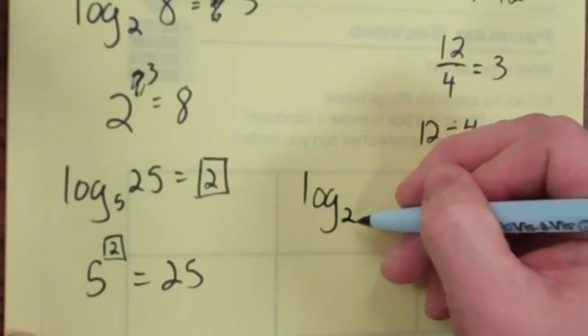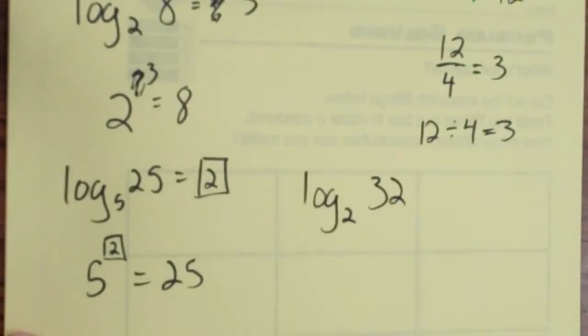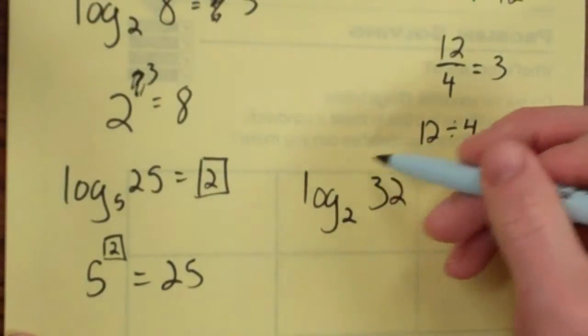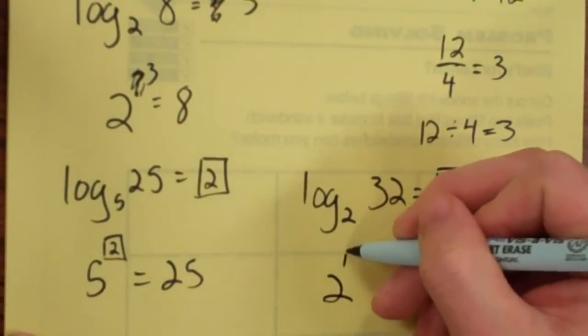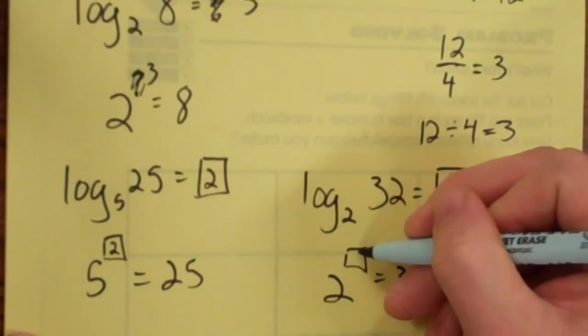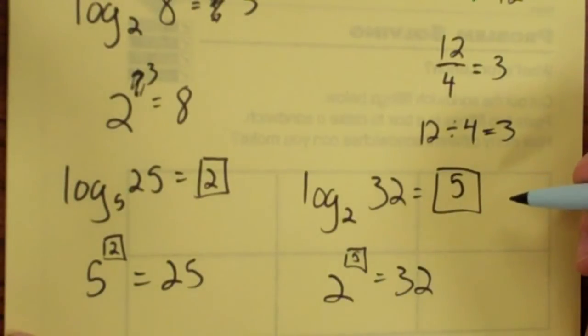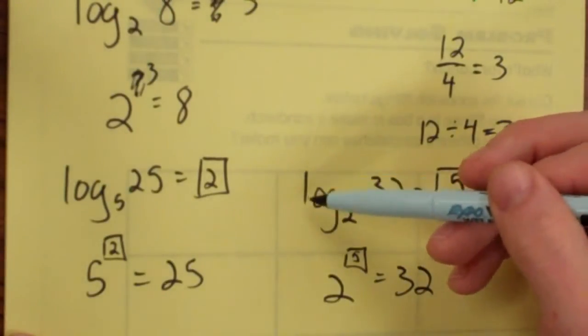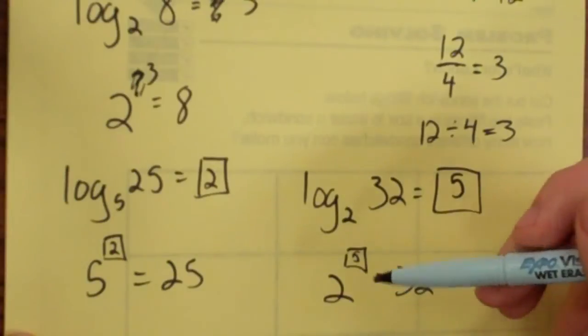Log base 2, we use 2 again, base 2 of 32. Okay, what's the question being asked here? What do they want to know? They want to know this: what goes right here? 2 to the what is 32? And 2 to the 5th is 32, so log base 2 of 32 is 5. So when you see log base something of something, that's what's being asked.